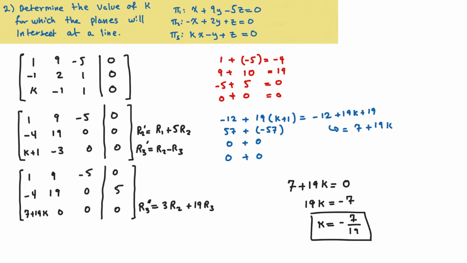And that is my final solution for this one. And that means that if the k value here is -7 over 19, then these three planes will meet at one line.